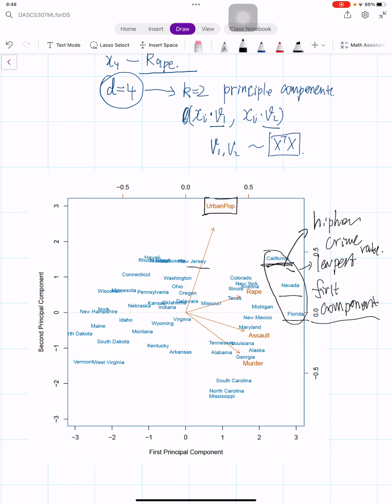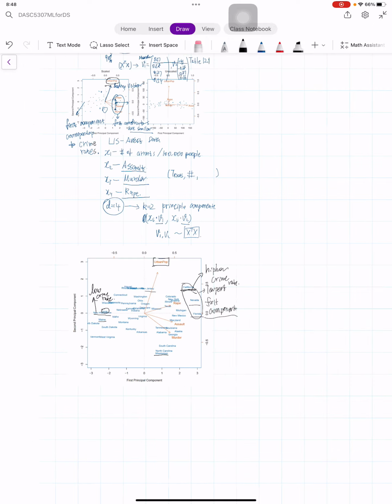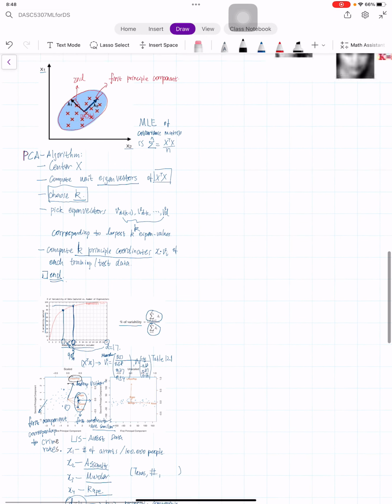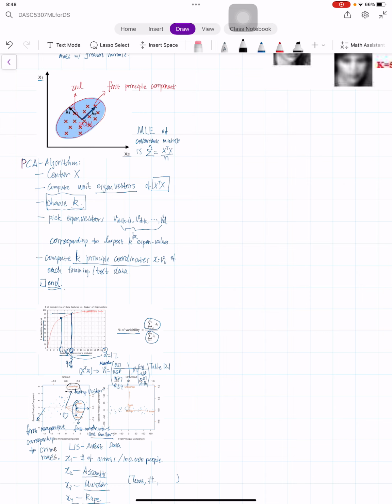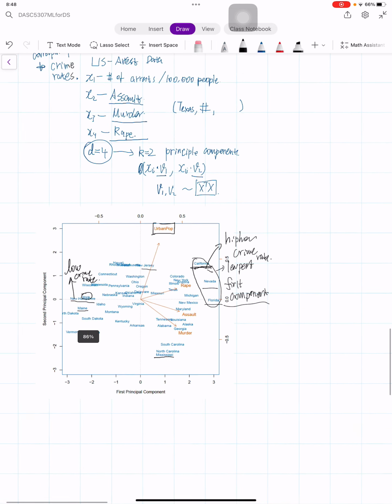Some other states like Mississippi have the lowest urban population. And a few states like Maine, New Hampshire, and Iowa probably have a low crime rate, because they have low values in the first component. So in this video, I gave you one example of how to implement PCA, principal component analysis, and one example of how to interpret these results.